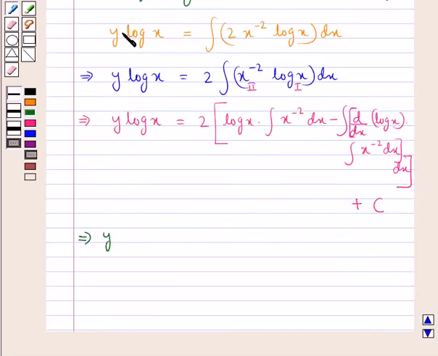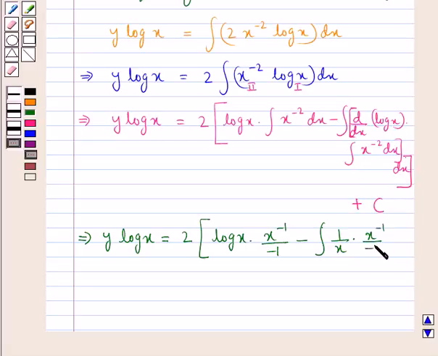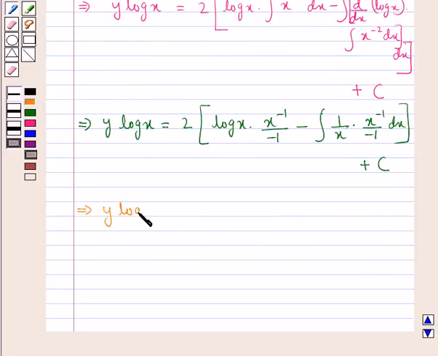Now further we have y into log x is equal to 2 into log x into integral of x to the power of minus 2, which is given as x to the power of minus 1 upon minus 1, minus integral of, now differential of log x is 1 upon x into integral of x to the power of minus 2, which is x to the power of minus 1 upon minus 1 dx, and this whole plus c, which is the constant of integration. Now further we have y into log x is equal to 2 into minus log x upon x plus integral of 1 upon x square dx, the whole plus the constant of integration c.